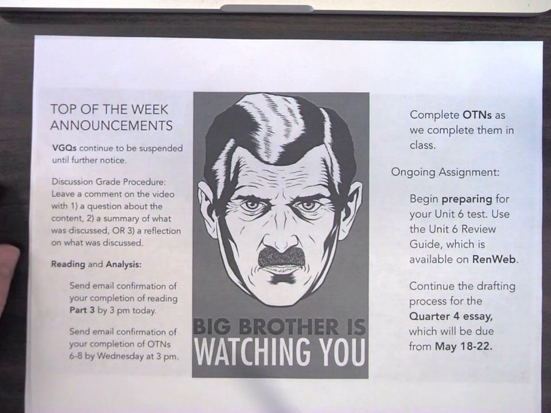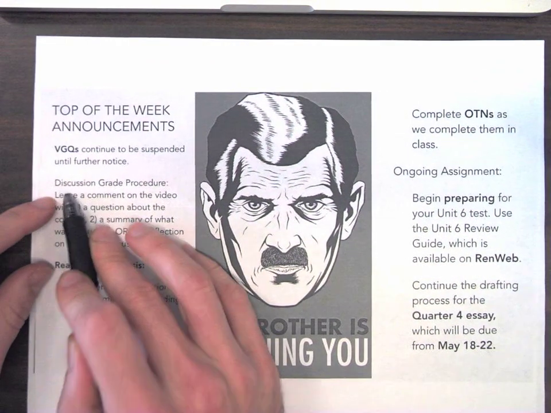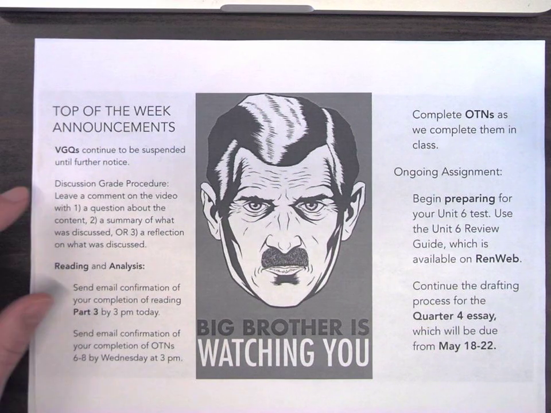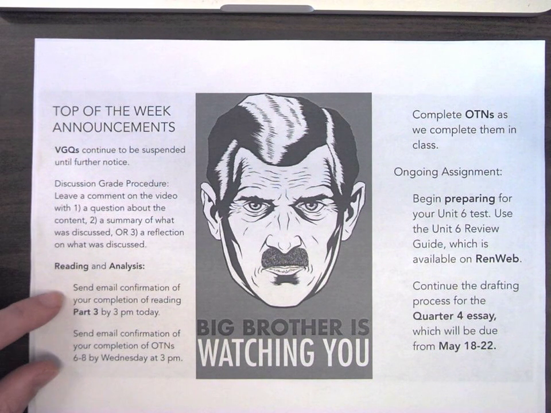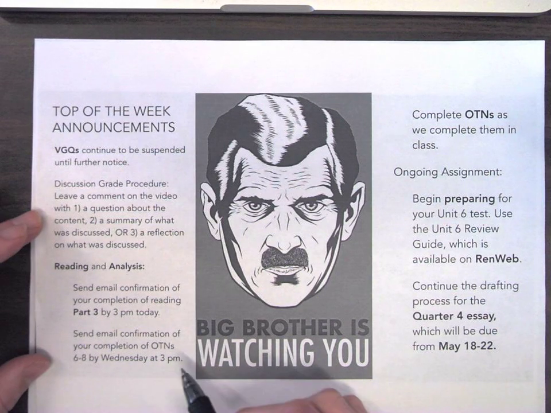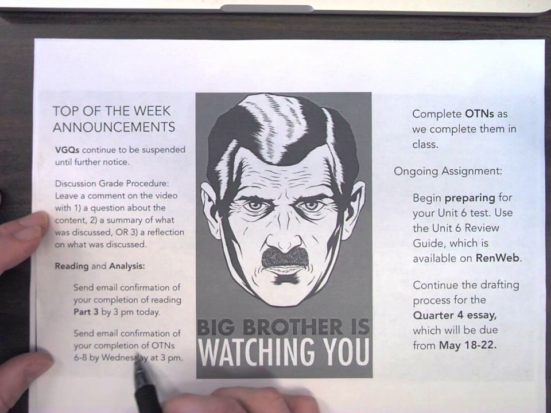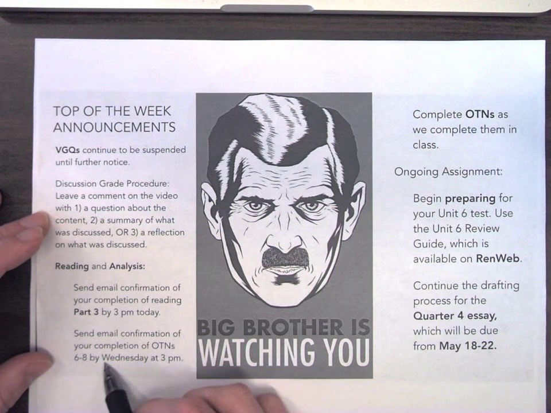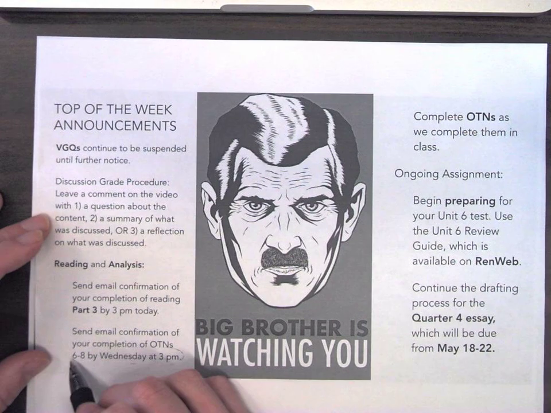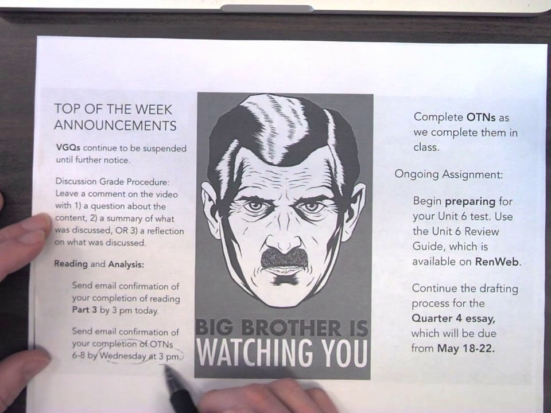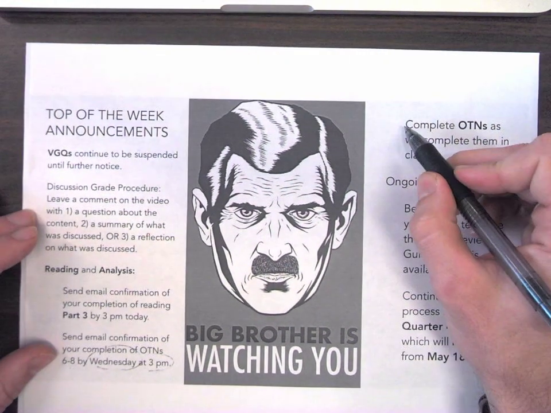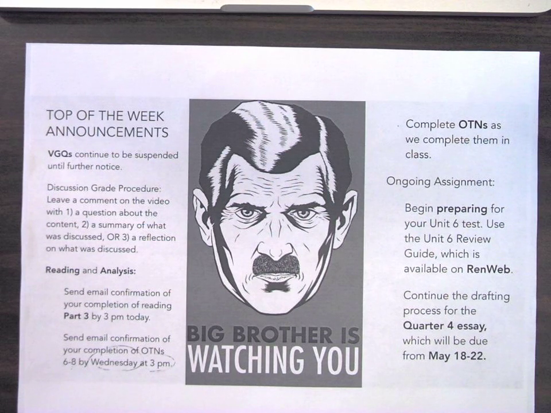First and foremost, you need to make sure that you are continuing your work on your discussion grade procedure on a daily basis, so leave a meaningful comment. You also need to send email confirmation of your completions of OTN 6 through 8 by Wednesday at 3 p.m. So 6, 7, and 8 by Wednesday at 3 p.m. And then finally, you need to continue completing your OTNs as we complete them in class.